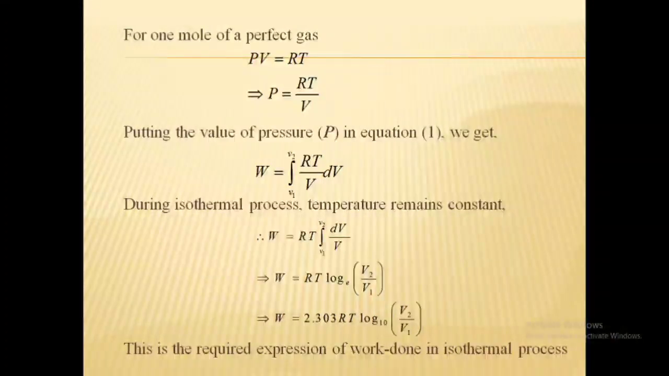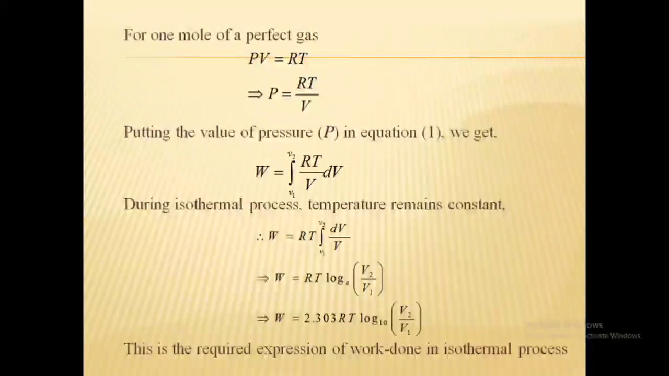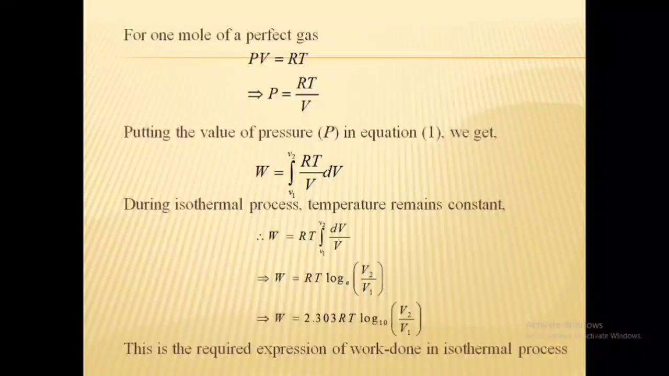That implies W equal to RT, and the standard integration formula of dV by V is log V2 by V1 base e. That implies W, the work done, equal to 2.303 RT log V2 by V1 base 10. Here we transfer the base e to base 10, and that's why the term 2.303 comes. That's why the expression of work done is 2.303 RT log V2 by V1 base 10. This is the required expression of work done in the isothermal process.